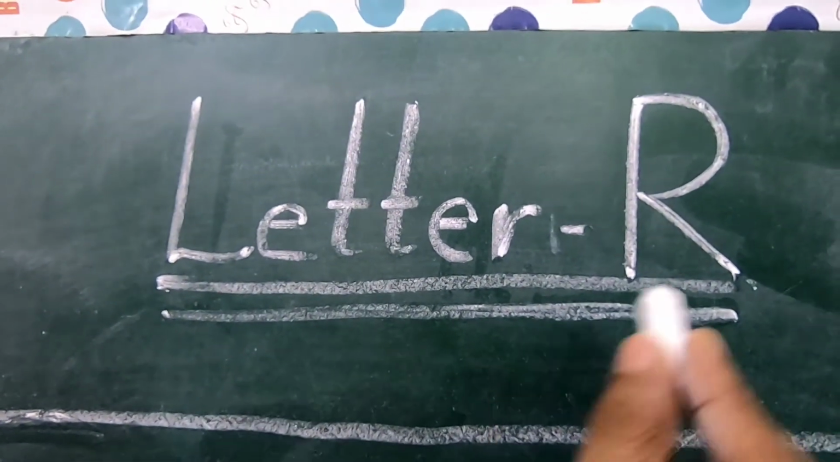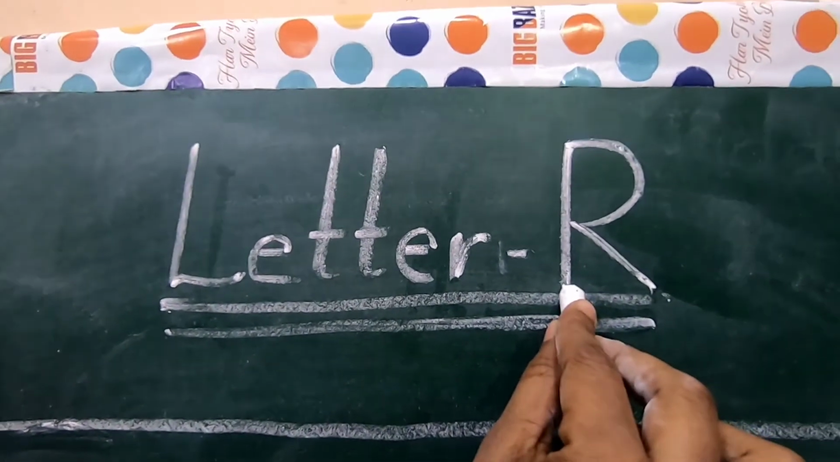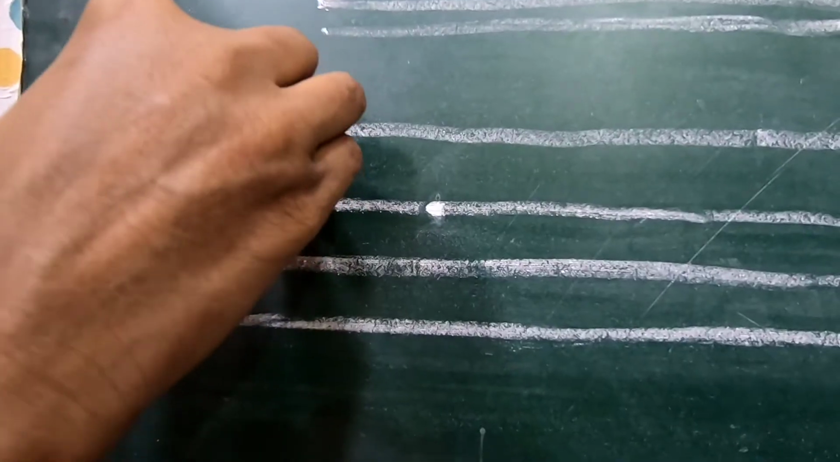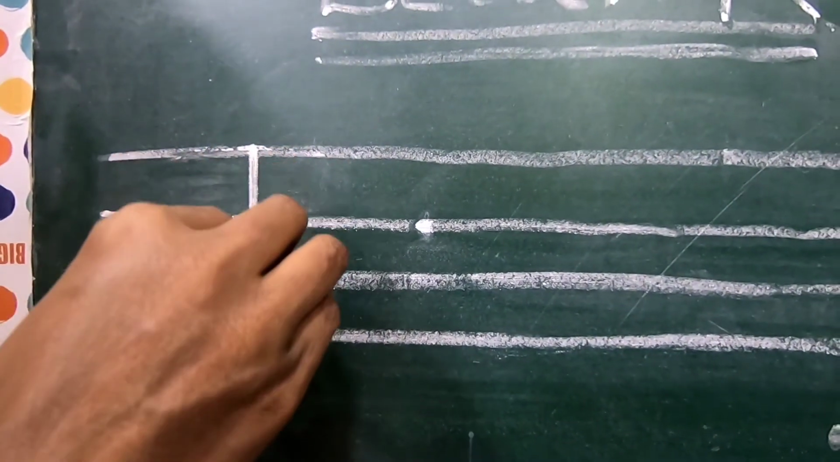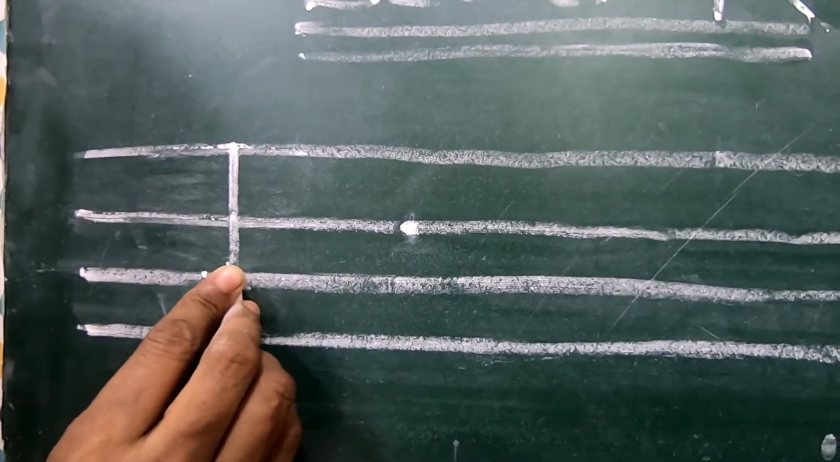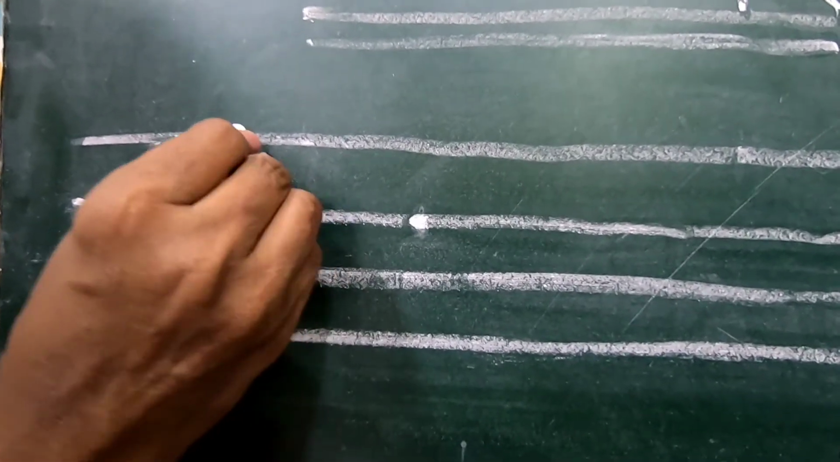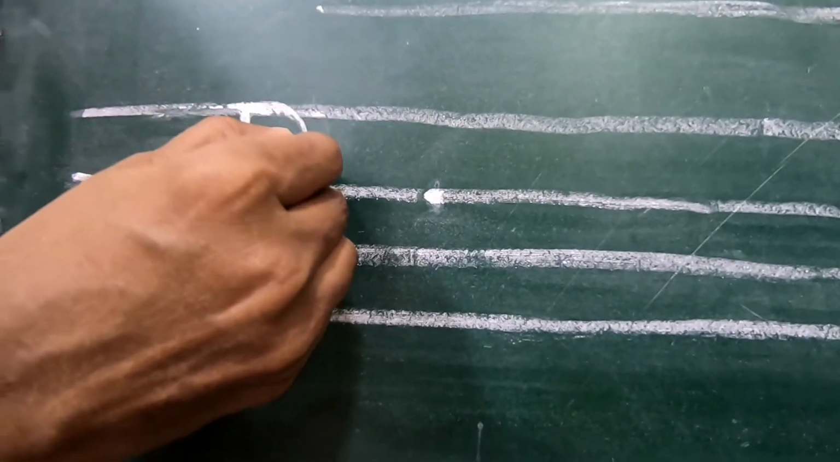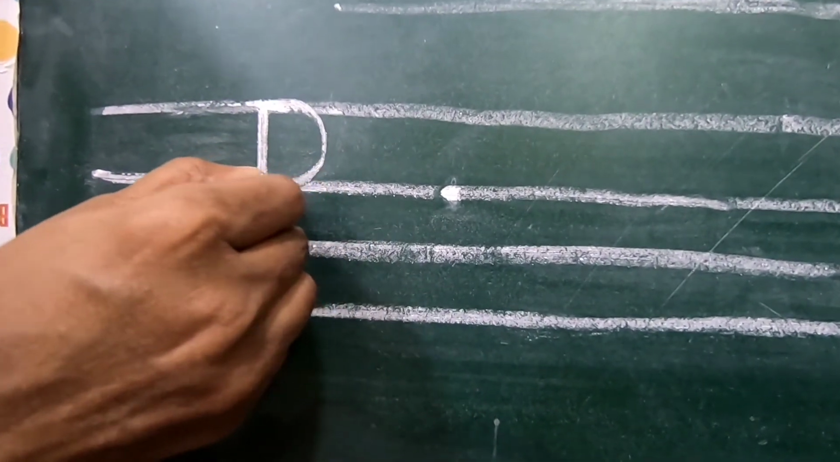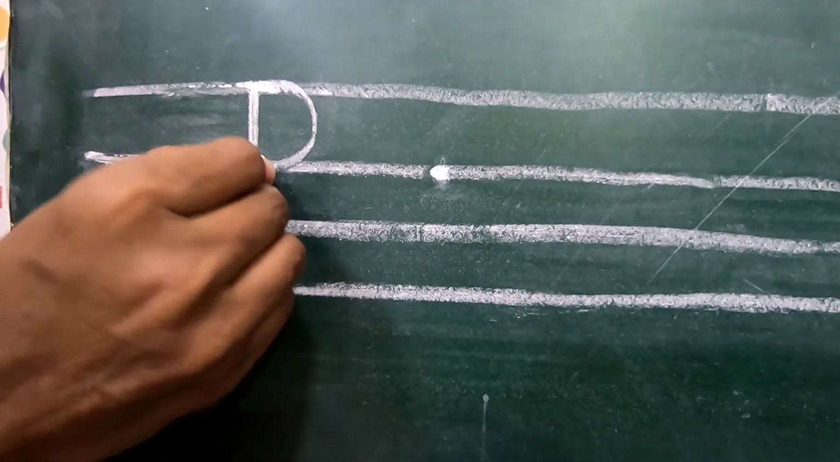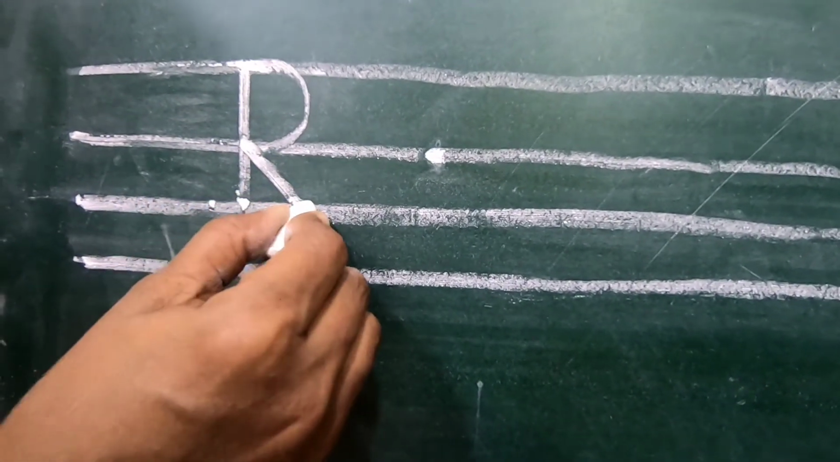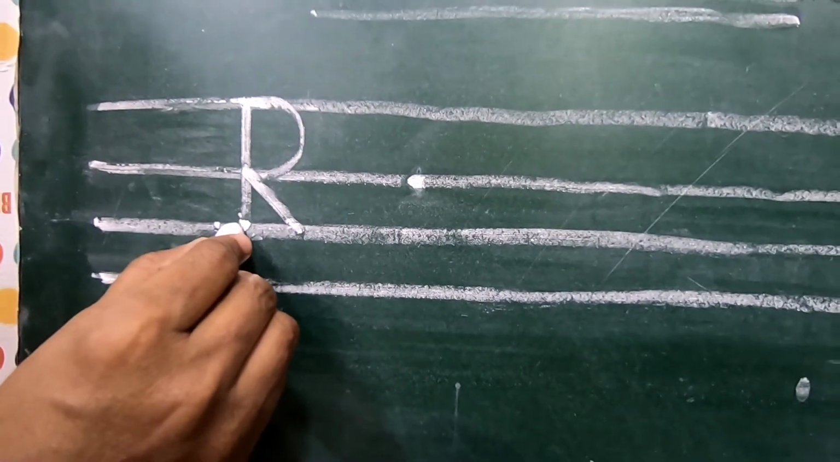Next letter is R. This is capital R. Now learn how to write capital R. Start from the front line and make a standing line. Stop here at the base line. Then move right side and make a right curve up to the waistline here, and then come downwards making a slanting line and stop. This is capital R.